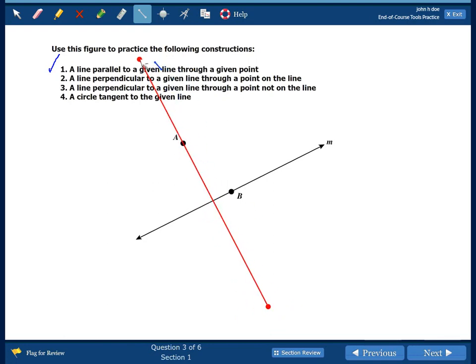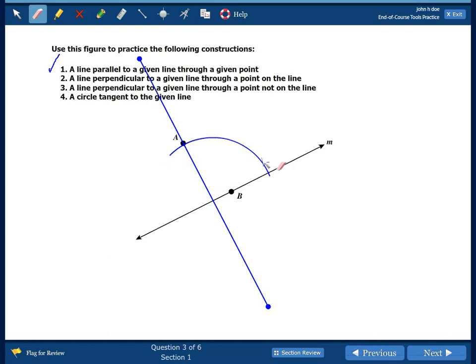Remember, this line is not going through point B, it's going through point A. You should remember in our lesson from parallel lines that whenever I have corresponding angles that are congruent, the lines will be parallel. So that's what I'm going to do. I'm going to copy an angle to make sure that I have parallel lines. So these are just the same exact steps we used for copying an angle. The first thing I do is make sure it goes through both sides of the line.